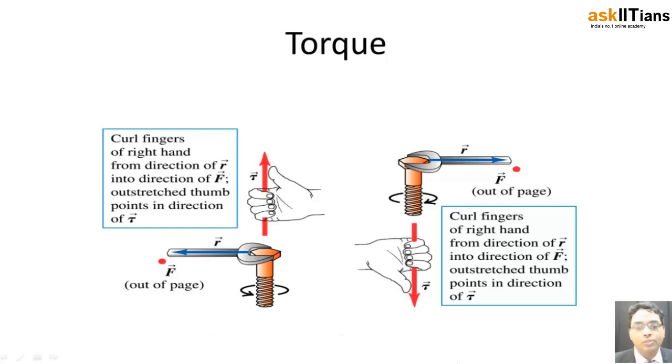So depending upon which direction you are going, when you are tightening the screw, it's going to go down. When it goes down, in that case you have the direction of torque going down, or it's going to go up. So depending upon which direction you are moving, that will tell you about the direction of the torque.